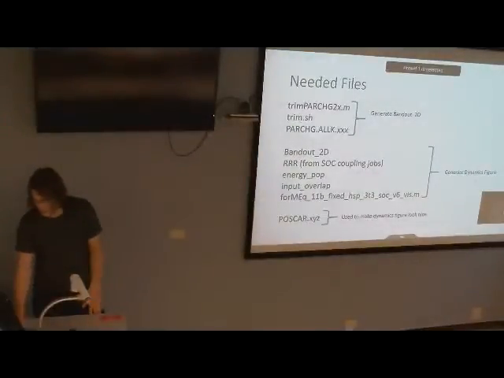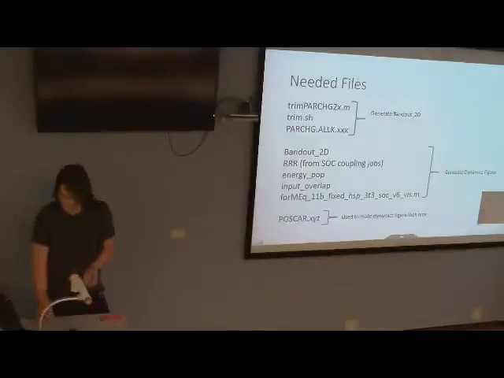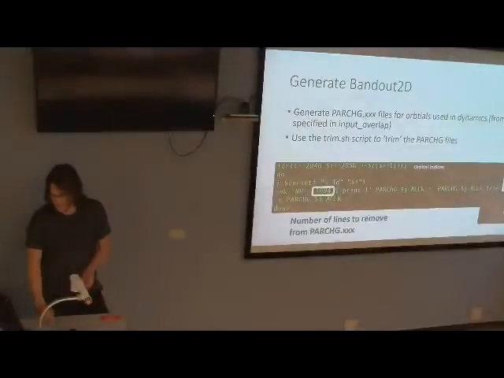And then to generate the figures, you need the band out 2D that we made, and then RRR, energy pop, input overlap, like the usual dynamics. Then there's a special version of the code listed here, which is in the bin. It's basically all the same code that we've gone over before with an extra 100 or 200 lines. And then to get your stick figures, you have to modify the postcard a little bit.